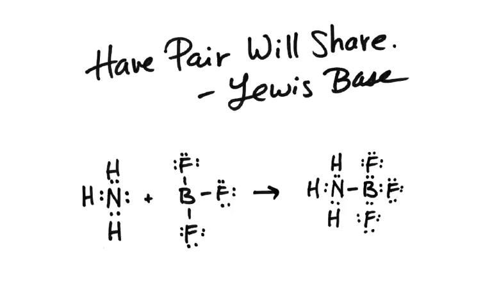A mnemonic that I've seen for this is like a little bit of graffiti. It says, "Have pair, will share," signed, Lewis Base. So in this situation again, the nitrogen has a pair of electrons to share, and so that's going to be our Lewis base. And the empty orbital is going to be our Lewis acid.